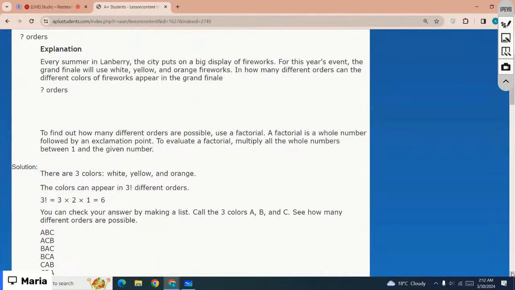You have to calculate 3 factorial. 3 factorial is 3 times 2 times 1. 3 times 2 is 6. That means the three different colors can appear in 6 different orders, right? So basically, when you have to calculate the orders, you have to simply calculate the factorial, right? So let's just start with the practice questions.